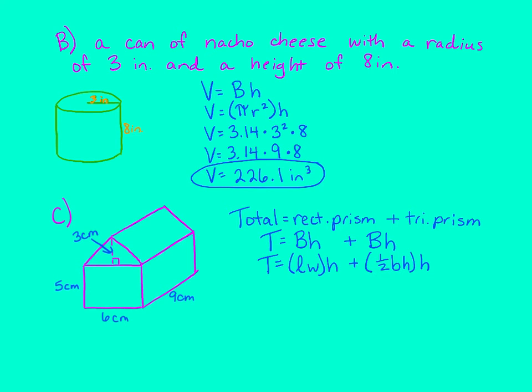So looking at these and plugging them in, for this rectangular prism, I am going to use the front of this as my base. So length times width would be 6 times 5, and then the height would be the distance going back, which is 9. That would be the distance between the front and the back of this rectangular prism.